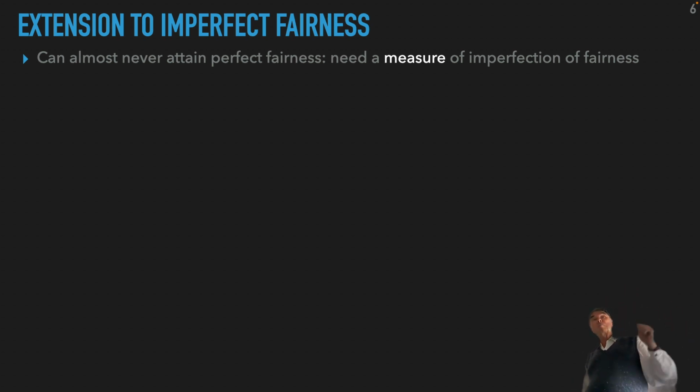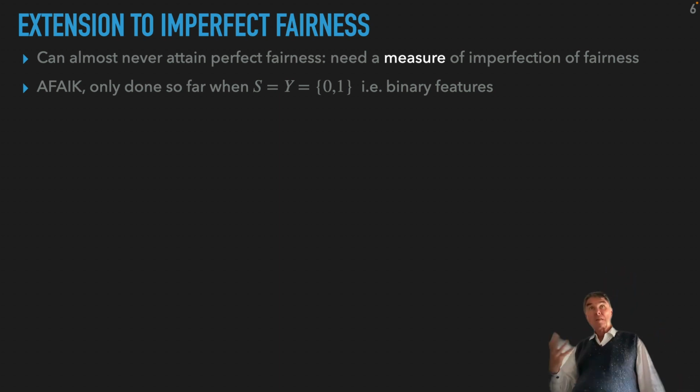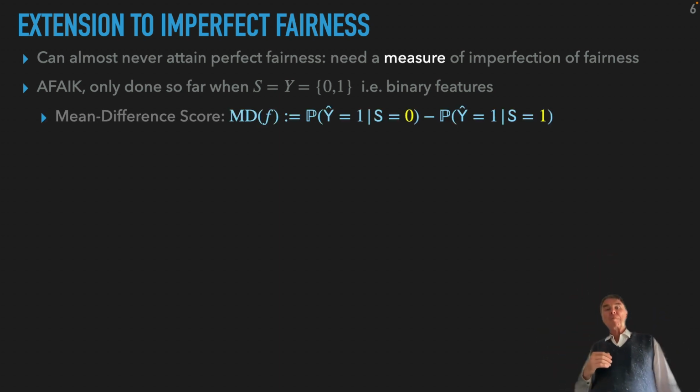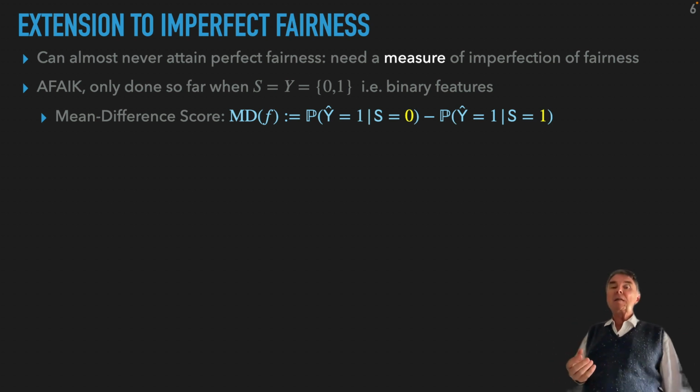But remember last week, as soon as I introduced perfect fairness, I said, but the world's never perfect. We need some notion of imperfect fairness. So we'd like a measure of the imperfection of fairness. And as far as I'm aware, this so far has really only been done in the binary feature case. But with this setup that I've just introduced, I'll show you now that we can easily extend that to the non-binary case.